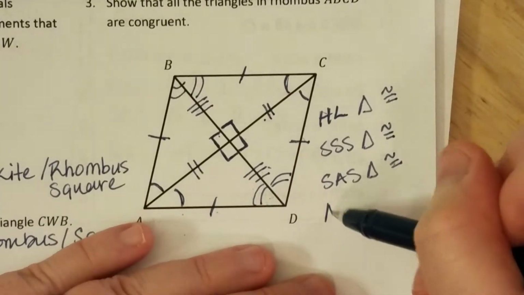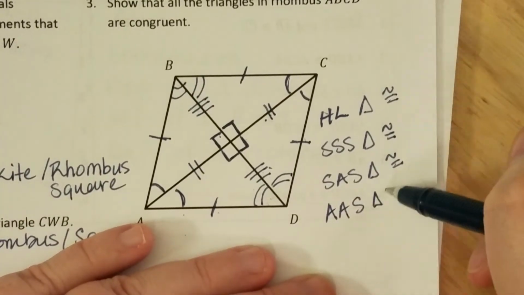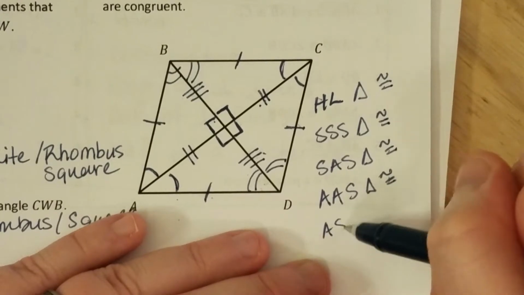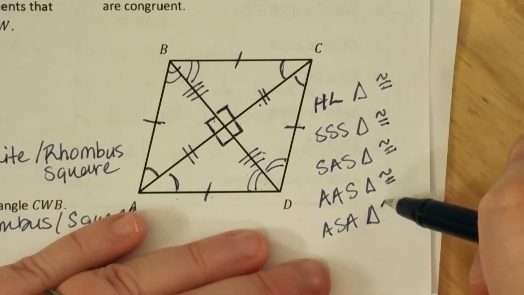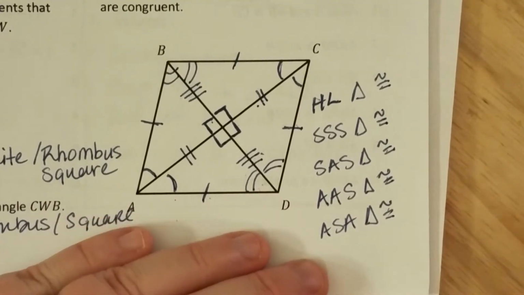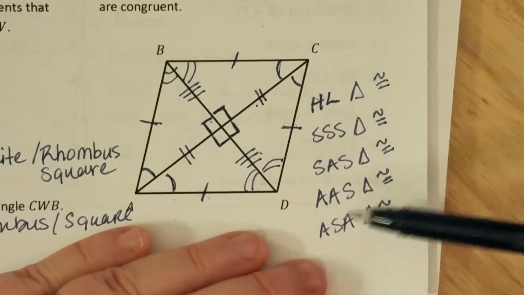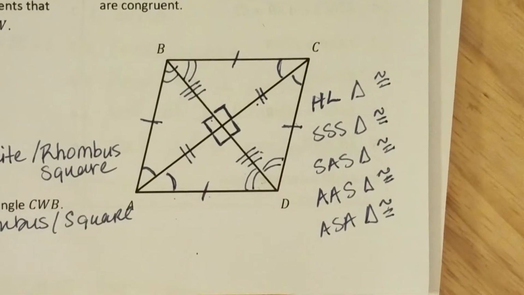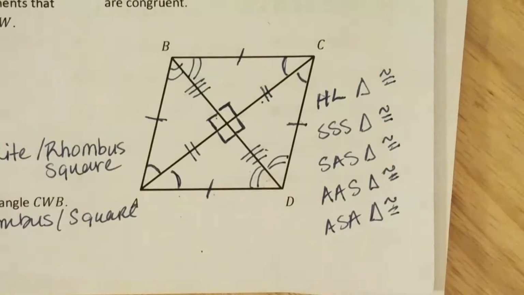You could really do any of the triangle congruence postulates to prove that these four triangles are congruent just by knowing it's a rhombus. So regardless, if it's a rhombus, all four triangles are congruent, and you can use any of those postulates to do it. Just depends on what's given. Okay.